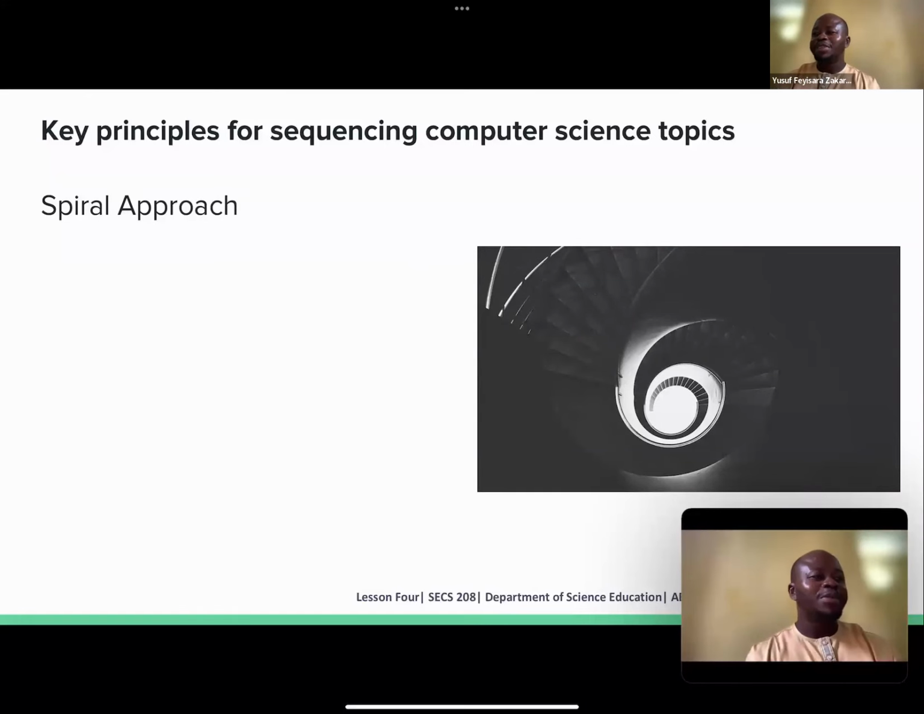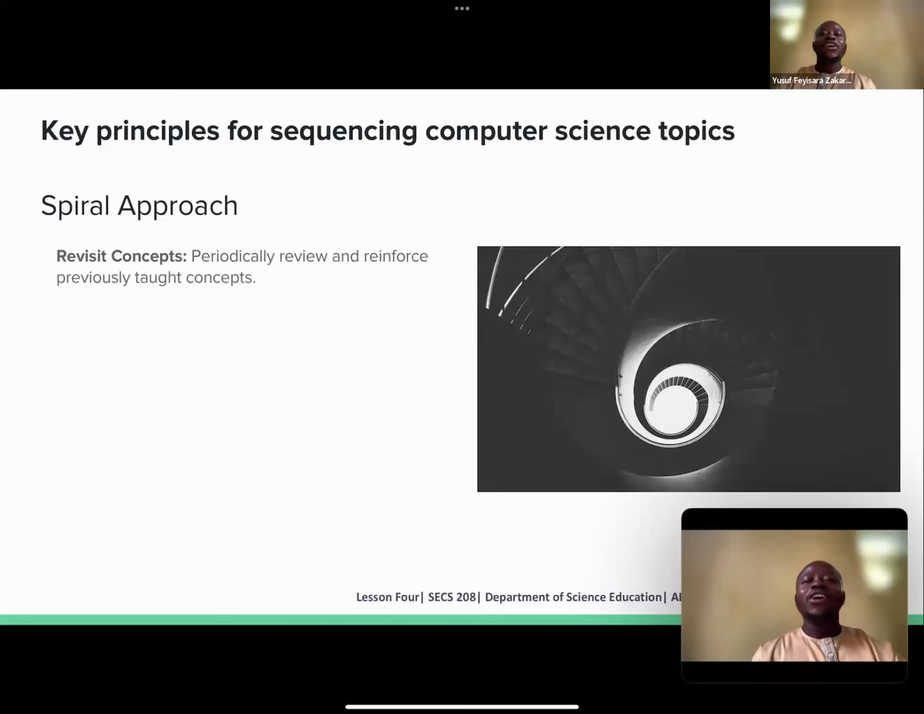Another key principle in the sequencing is what we call the spiral approach. We can see the diagram, it's more of a spiral, but what you see there are actually staircases, okay? So the spiral approach means that you are moving back and forth. You are injecting concepts into each other. You revisit concepts periodically so that students can see the connection between them, and then it is spiral.